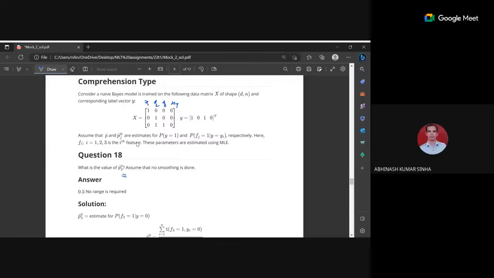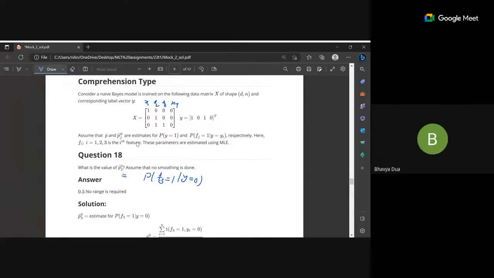P30 means 0 is the level and 3 is the third feature. So this is the estimate for P, that the third feature is taking value 1 given y equal to 0, right? So what will you do in this case? I am to estimate this value.